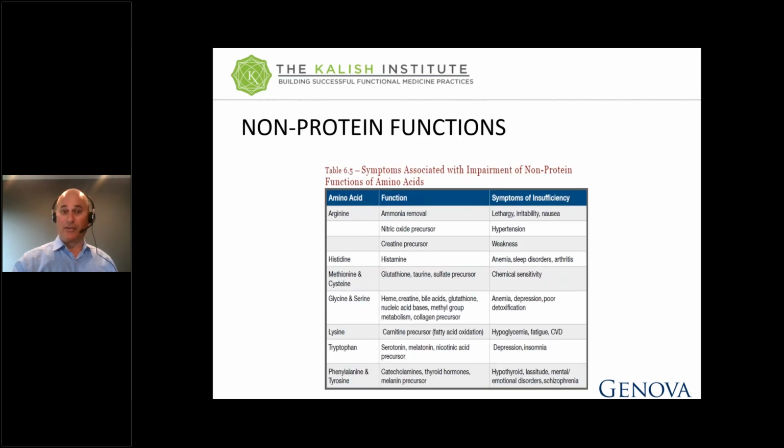And then the non-protein functions, which we've already harped on. And you can see, this is a nice little chart. I can just show you real quick. So we're kind of relaxing now. We're not thinking about proteins anymore. We're thinking about arginine and its relation to nitric oxide. Methionine and cysteine and their relation to glutathione production. Here's a good one, glycine and its relationship to making bile acids in your gallbladder. So, the list goes on and on. You can study this for years and still keep learning things about how all these work.